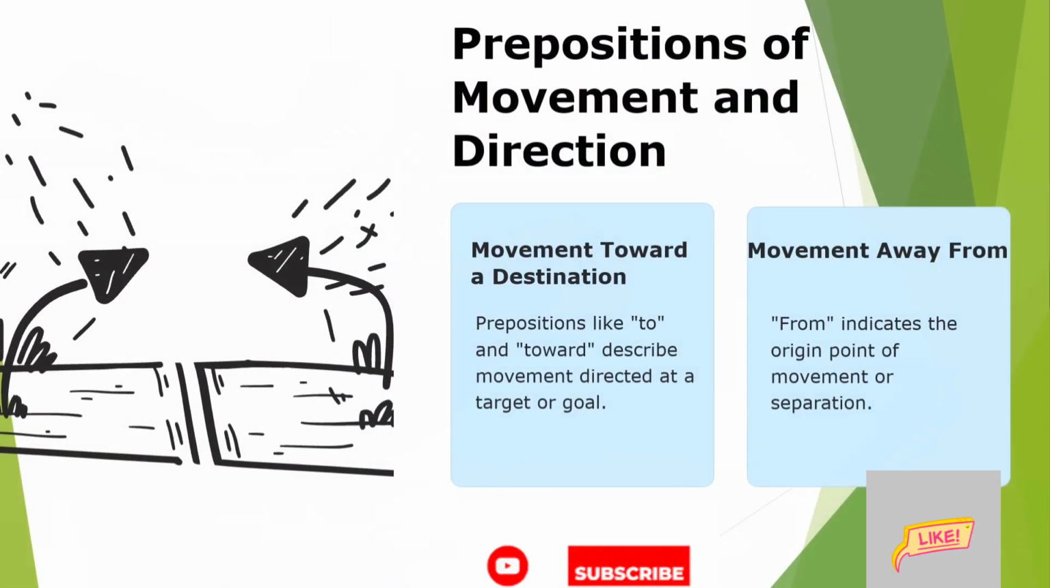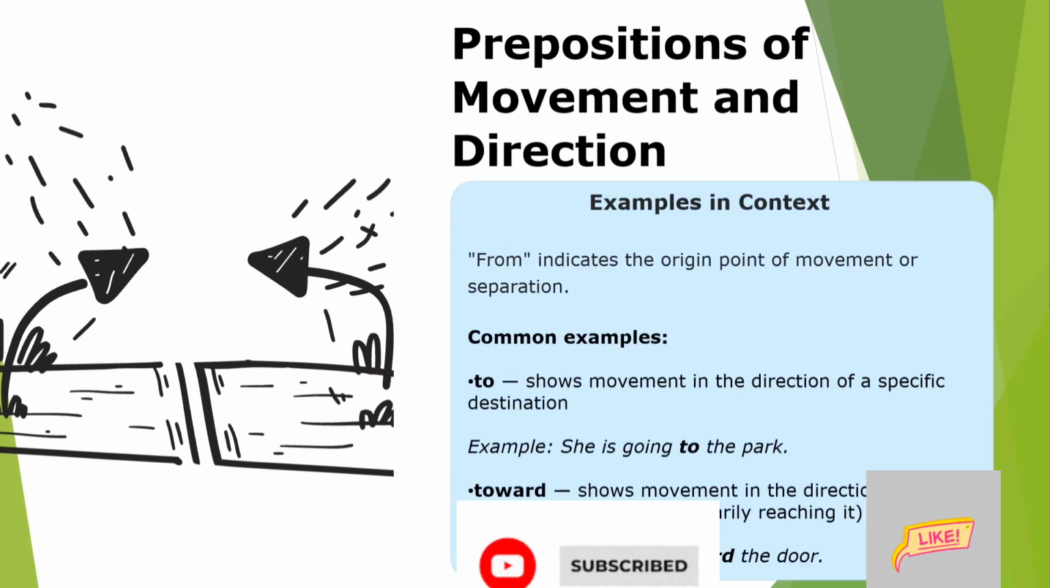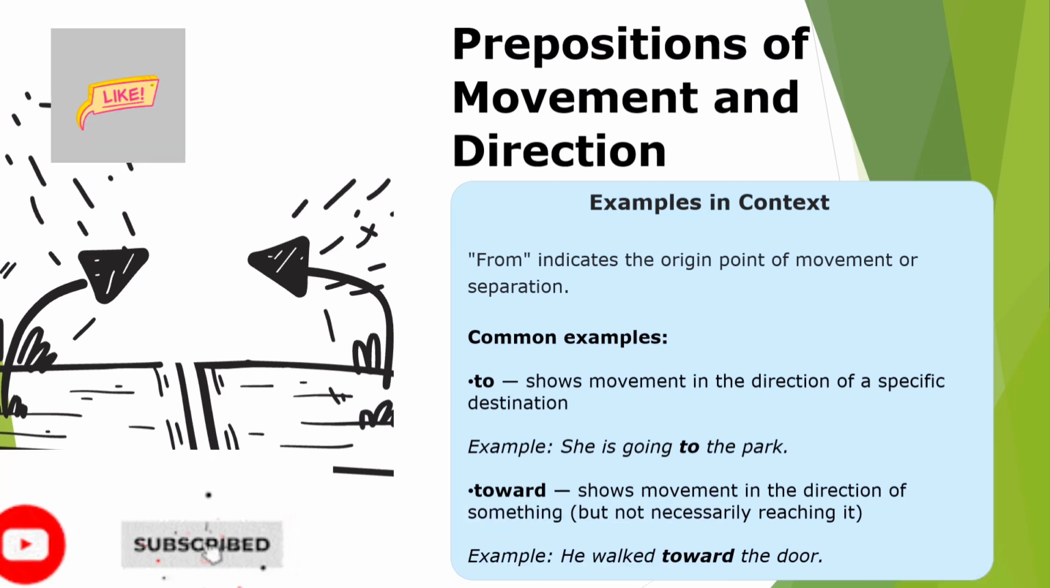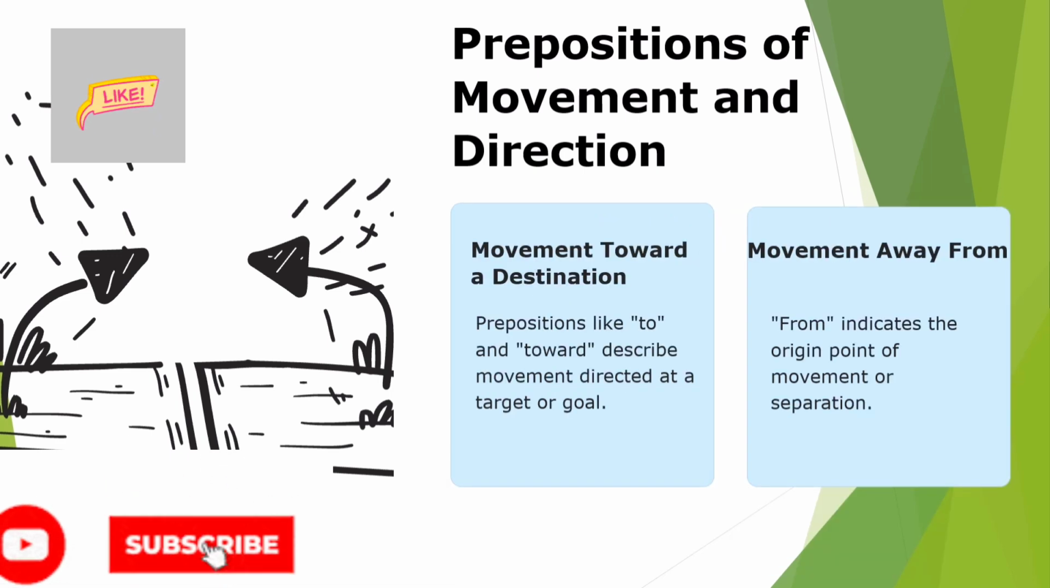Now let's look at prepositions of movement and direction. Movement towards a destination. Prepositions like to and toward describe movement directed at a target or goal. Movement away from indicates the origin point of movement or separation. Let's explain prepositions of movement and direction clearly, step by step, in a simple and detailed way for students to easily understand. I will also clean up your draft into a smooth explanation you can use in your notes.